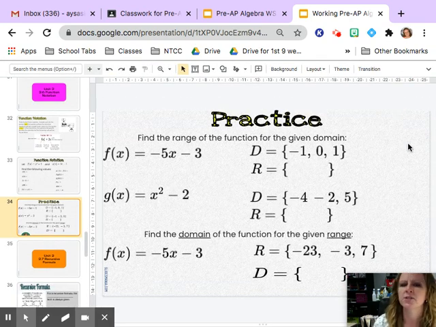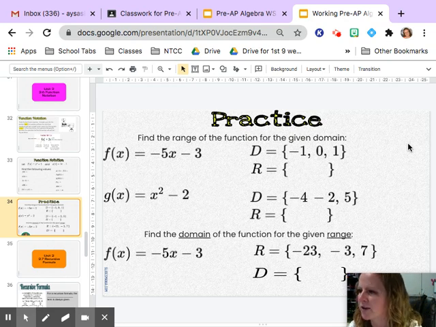Find the range of the function for the given domain. So the domain is what values? x. So that means if they say domain is -1, 0, and 1, that means I'm plugging in those numbers for x. So I'm going to go ahead and write f of x and the domain on my paper in my composition book.